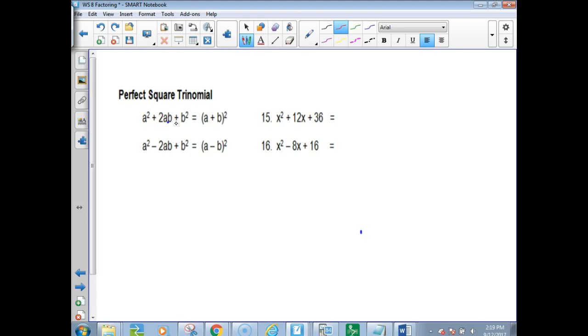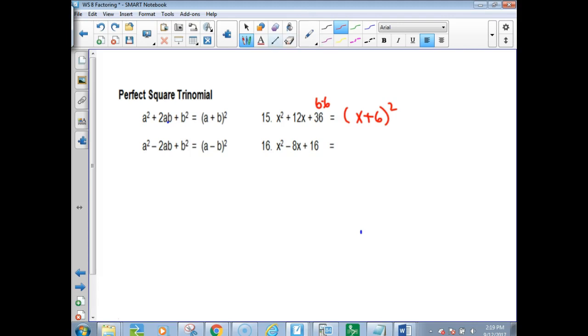These are called perfect square trinomials. A squared plus 2ab plus b squared can be factored as a plus b quantity squared, and if you have a squared minus 2ab plus b squared, it factors to a minus b quantity squared. What you're noticing here is, you see how this is 6 times 6? And the middle term is 6 plus 6. If the end term is a perfect square, 6 times 6, and the middle term is the sum of those two numbers that you multiply to get the last one, then it's a perfect square trinomial. So this one factors to x plus 6 quantity squared.